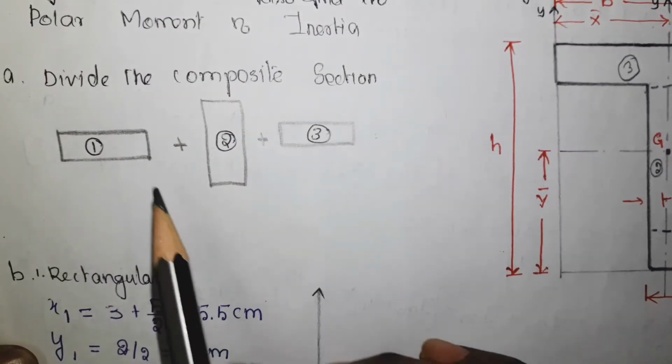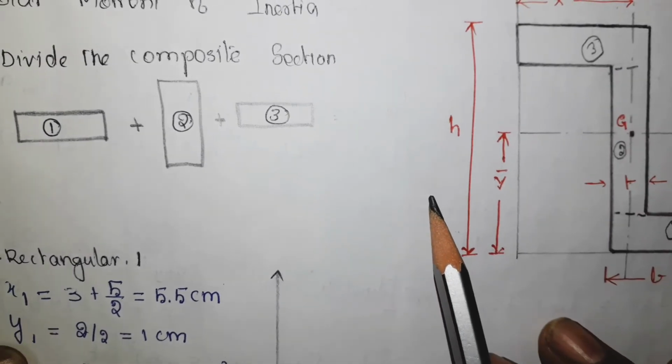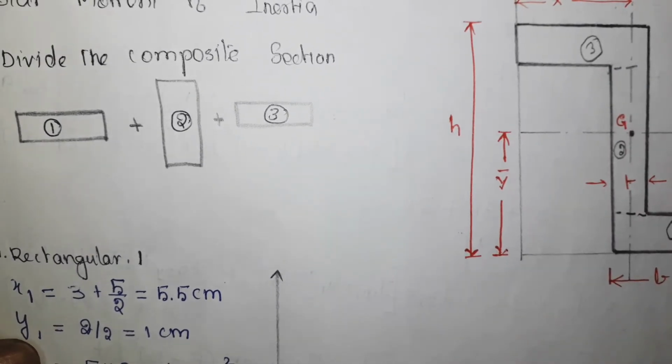The first step is divide the composite section. We all know that we can find the area moment of inertia of regular sections directly using the formula, but here it is a composite section. So we cannot find this area moment of inertia directly. We have to divide it into regular shapes like circle, square or rectangle, etc.